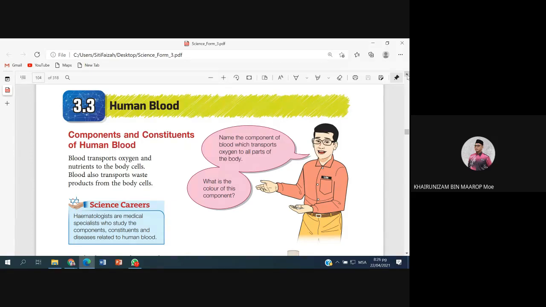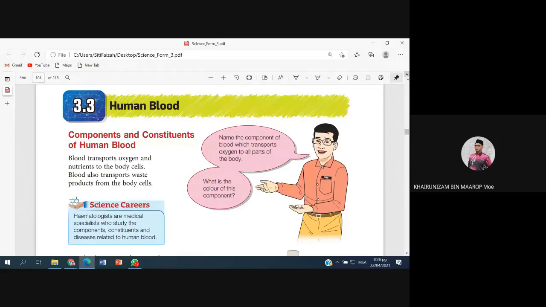Okay, this one we already learned in previous scale. Okay, transport gas is what? Oxygen and carbon dioxide. Transport nutrients. What the nutrients? The nutrients is such as what? Glucose, amino acid, okay, and hormones, okay. Blood also involved in the immune system against disease, okay.